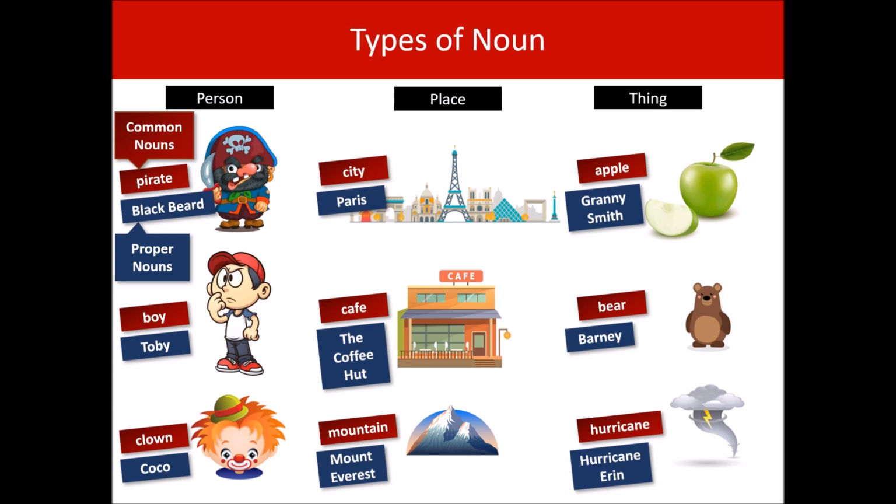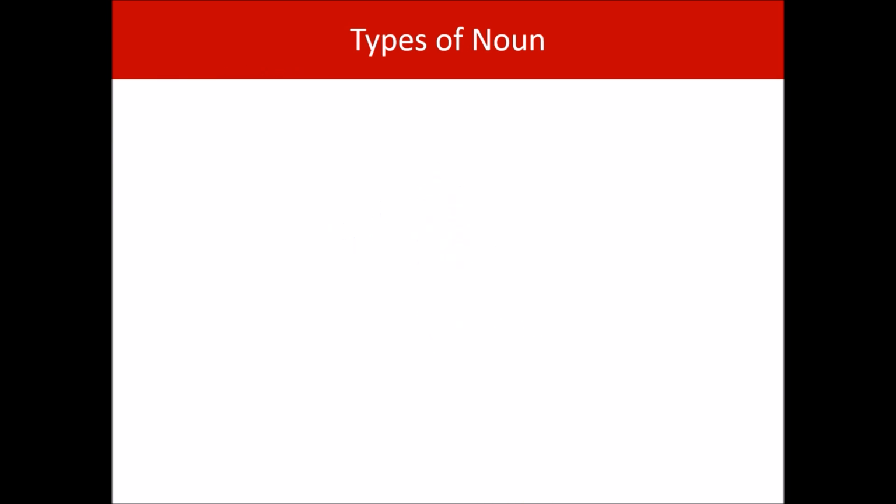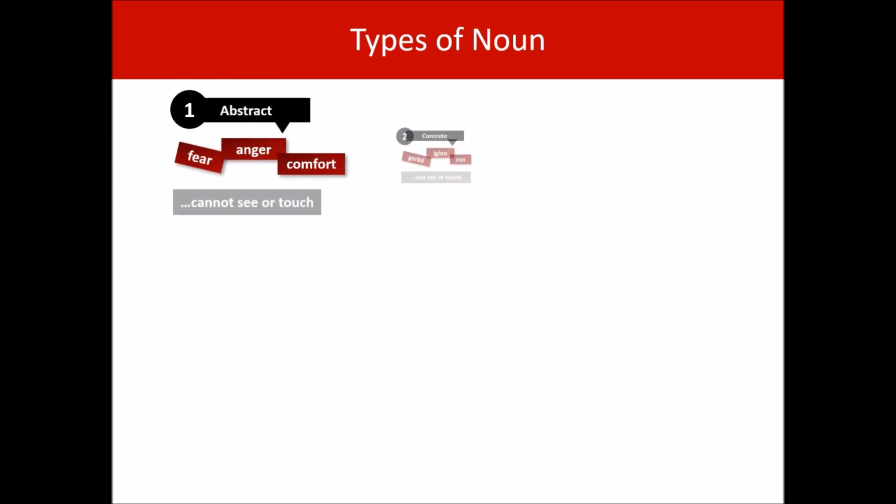Now have a closer look at these proper nouns. Notice that they all start with a capital letter, and notice that the common nouns all start with a lowercase letter. Common nouns only have a capital letter when they start a sentence. Proper nouns always have a capital letter. That's enough about common nouns and proper nouns. Let's get on to the other types of noun.